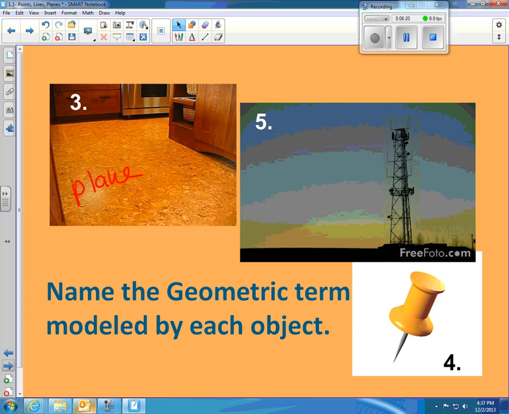All right. Then number four, we're talking about a push pin. Now you can think about a push pin, and we're going to actually talk specifically about the end point on the push pin. And I actually said we're going to be using this as a point.